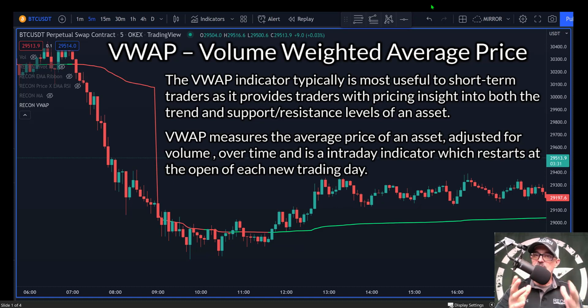Basically, VWAP is similar to a moving average, but different. It measures the average price of an asset adjusted for volume over time, and it's actually an intraday indicator, which basically means it restarts at the open of each day, and in my case that's around 9 a.m. As you can see on the chart, the big red line moving down, that is basically the VWAP indicator resetting at the beginning of the new trading day.